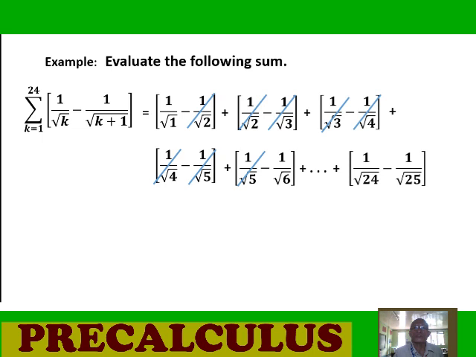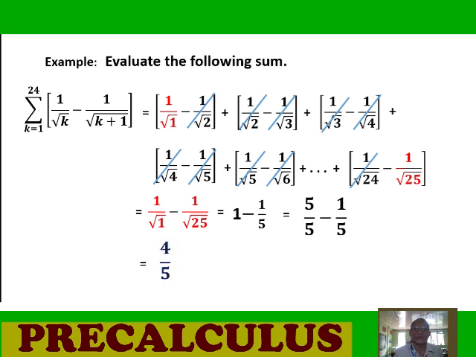This negative 1 over square root of 6 has its opposite sign in the next term. And this 1 over square root of 24 has its opposite sign before this term. So what is left is 1 over square root of 1 and negative 1 over square root of 25. So simplify. It is equal to 1 minus 1 over 5. Square root of 25 is 5. Rename 1 as 5 over 5 and subtract. So the summation is 4 over 5.